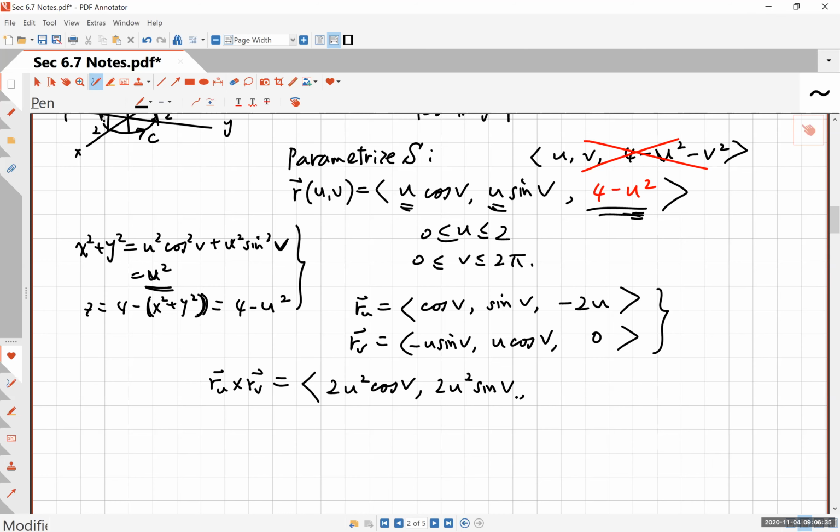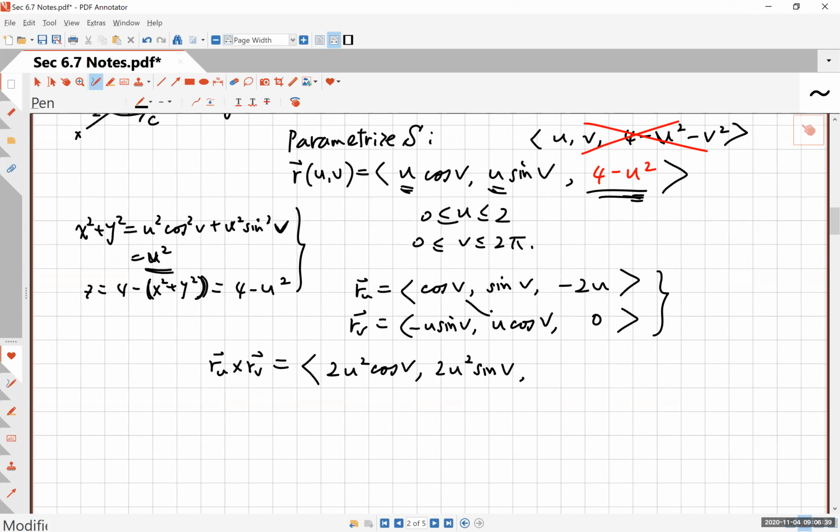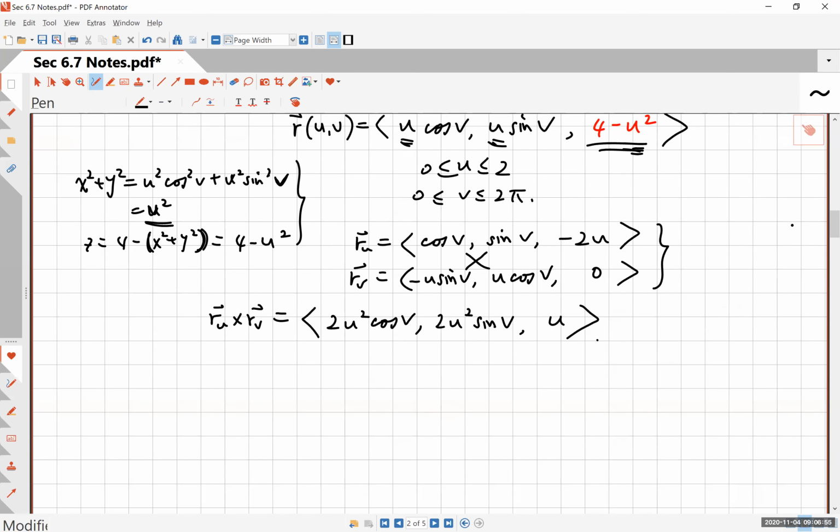And then the last one is a little tricky. I don't know if I want to write everything, but if you look at it, it's going to be u cosine squared minus negative u sine squared, or it's u cosine squared plus u sine squared. Well, that's just u, right? Okay, so this is what you get on the part that's required.